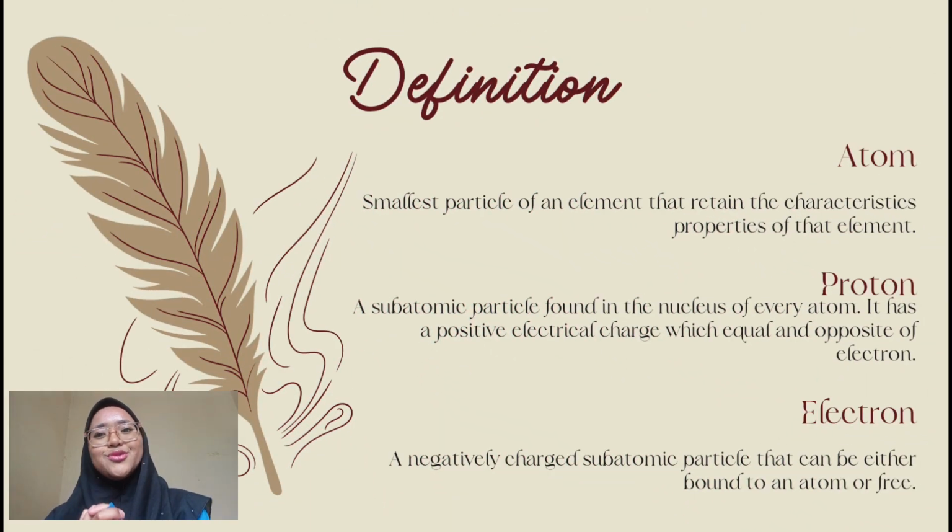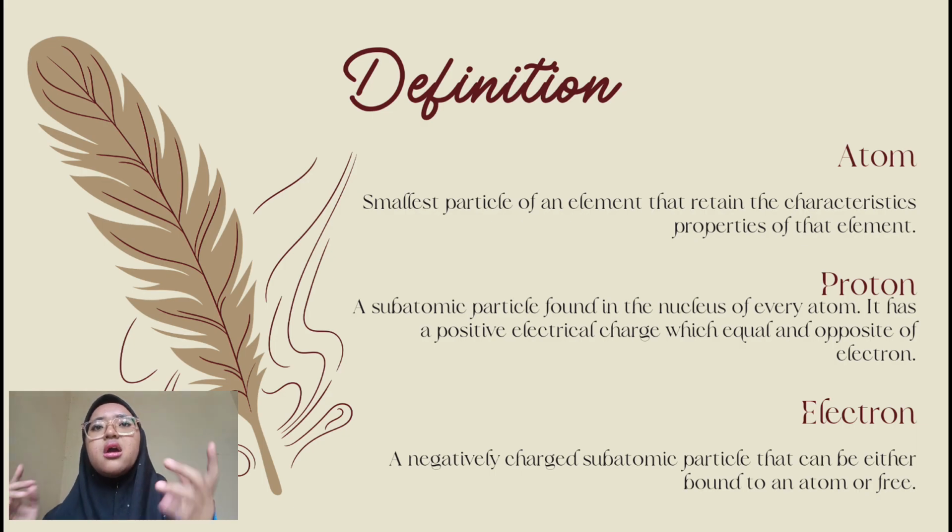Okay, so let's get into our first subtopic for chapter 1, which is definition. The definitions that I would like to explain today are terms that are regularly used in the chemistry subject. Well, the first one is atom. Atom is the smallest particle of an element that retains the characteristic properties of that element. There are three subatomic particles in an atom. They are proton, electron, and neutron.